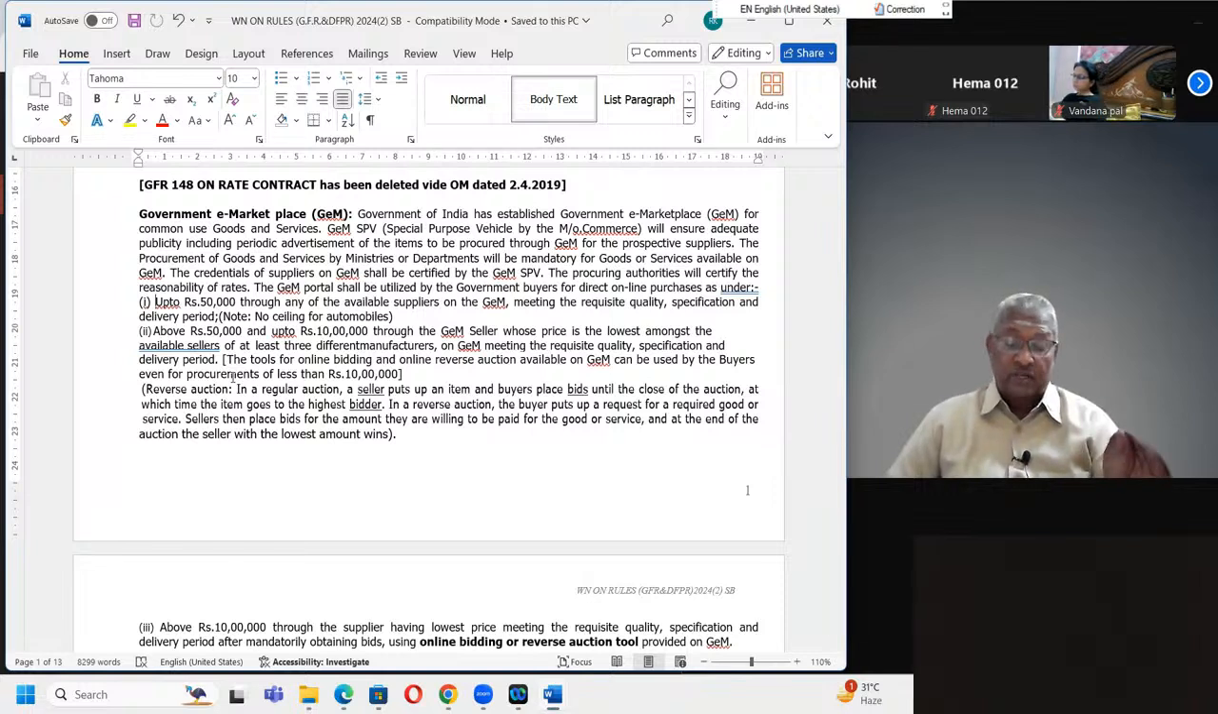Then number 2, above 50,000 and up to 10 lakhs, through the GeM seller whose price is the lowest among the available sellers of at least 3 different manufacturers on GeM, meeting the requested quality, specification and delivery period. That is, GeM portal में जितने भी हैं उनसे quotation मांगकर you have to decide. Minimum quotation 3, उससे ज्यादा जितना भी मिलता है अच्छा है, then on that basis खरीदारी होगी.